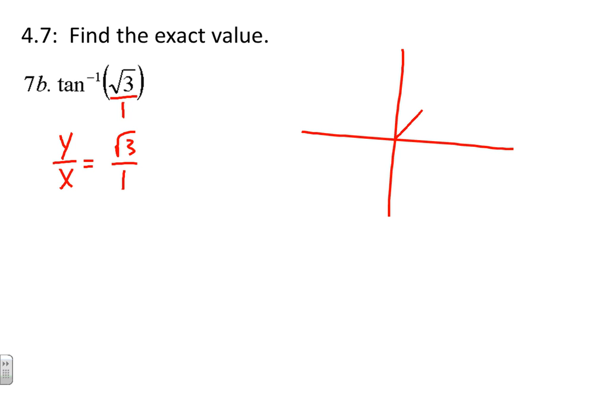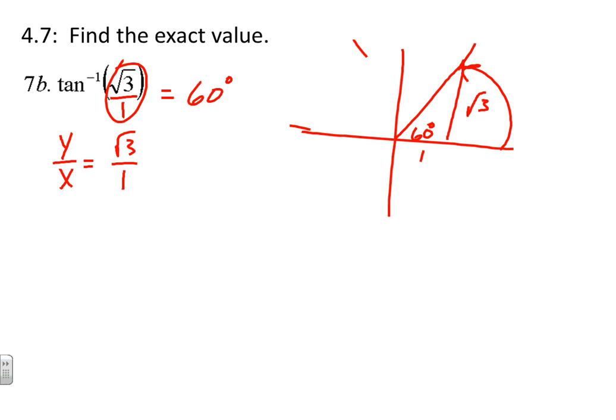So y root 3, relatively long, compared to relatively short x. Oh, that's a 60-degree angle. There's my rotation. I put in a ratio. I get out an angle measure, 60 degrees, or 1, 2, 3 steps, just one step of 60 degrees, pi on 3.